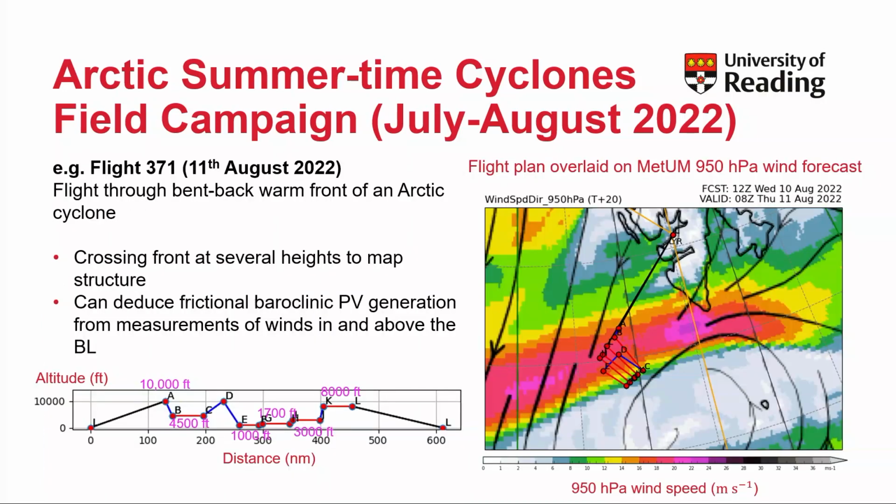And I just want to bring up one relevant flight of an Arctic cyclone that was to the south of Svalbard. The flight plan was to fly through this bent-back warm front of an Arctic cyclone. And you can see the front in these really strong winds at 950 hectopascals from the Met forecast. So we transited out from Longyearbyen to the front, and we were able to cross it at several different heights to map out the structure. But importantly, we'll be able to deduce the frictional baroclinic PV generation from this, from measurements of the wind in and above the boundary layer.